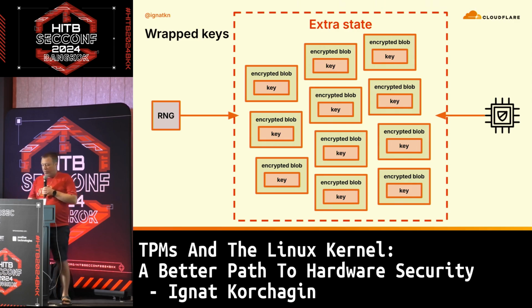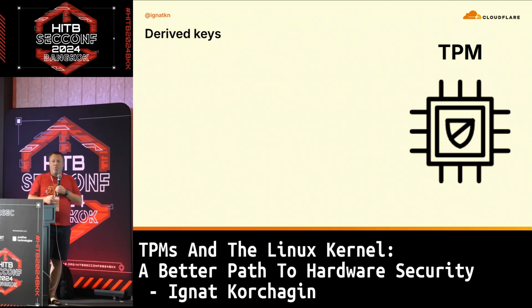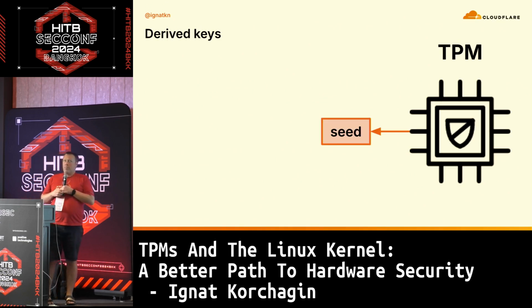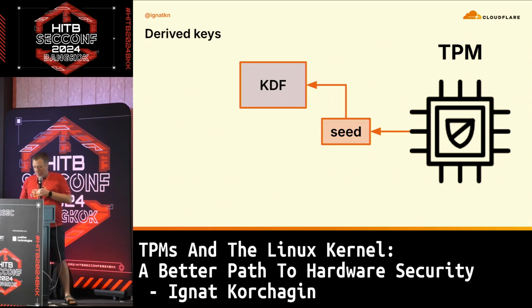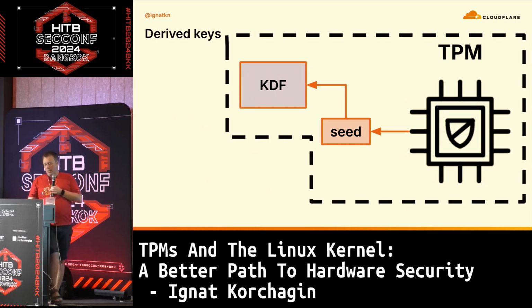What if we take a different approach here? What if instead of wrapping a particular key to the TPM, we ask the TPM to generate it for us? Every TPM has a seed. To be precise, the TPM has 4 seeds, but for the purposes of this presentation, consider it has only 1 seed. And it's a seed unique to that device. And the TPM also has a KDF function, which is declared in the standard.